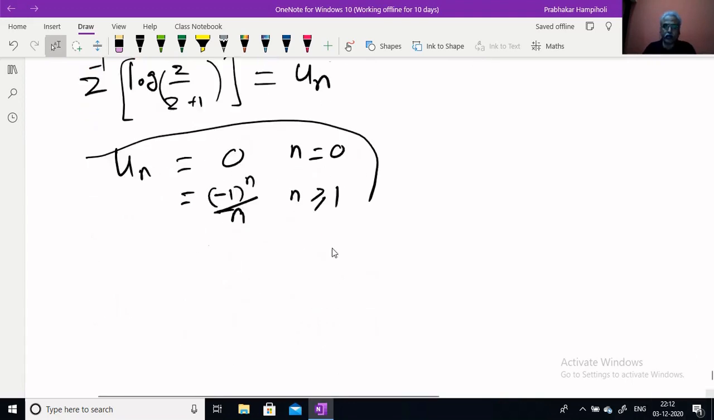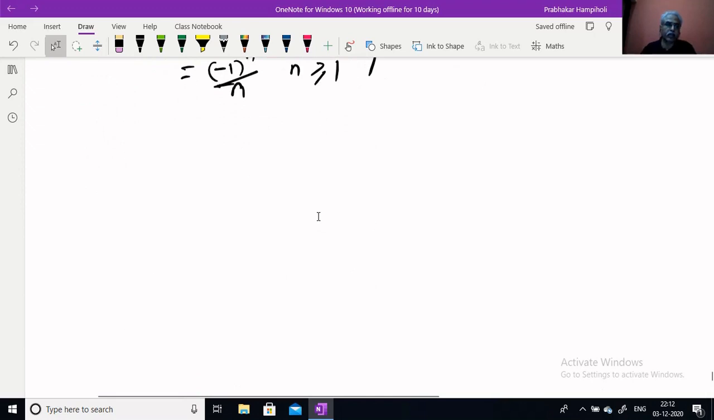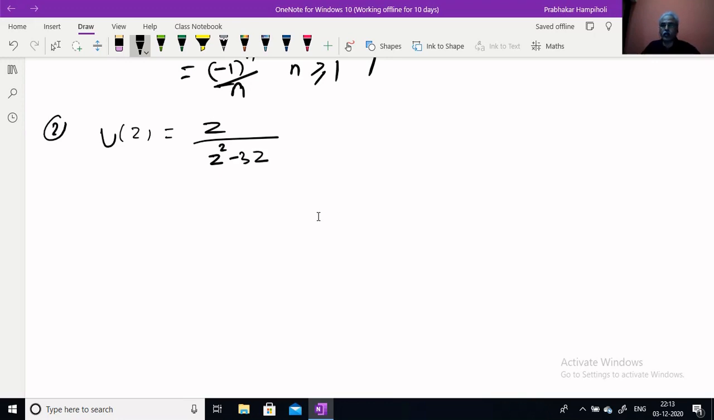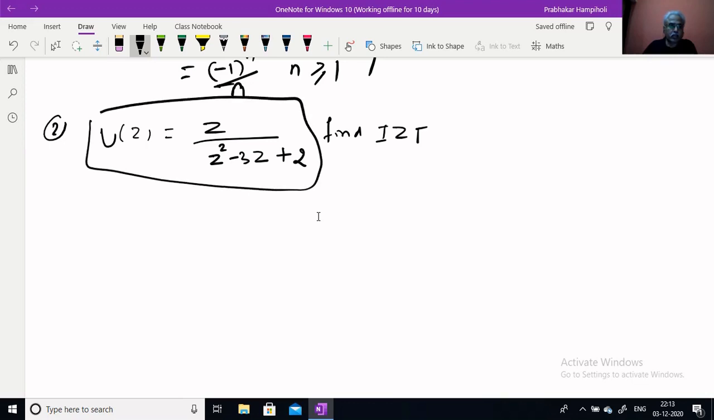Now the division process, which is sometimes a little lengthier, let us understand that. Second one: if u of z equals z by z square minus 3z plus 2, dear children, please see this very carefully, find the inverse Z transformation. Now what we have to do is consider the given function first as it is.